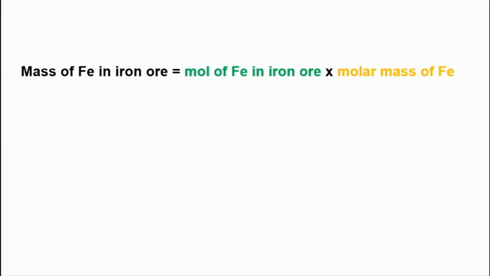The mass of iron in iron ore equals moles of iron in iron ore times molar mass of iron. So if we solve for this, 0.009295 mole of iron in iron ore times its molar mass, we are going to get 0.5191 grams of iron in the iron ore.